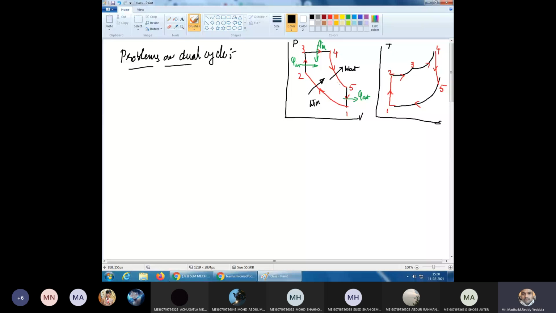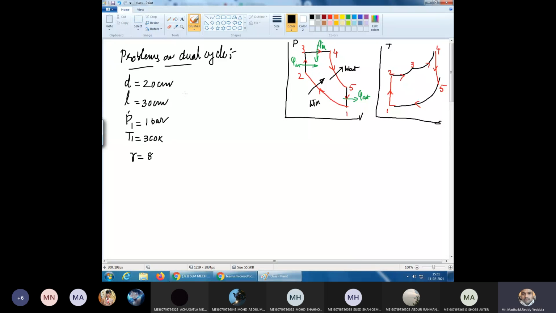The question is: a compression ignition engine, which is nothing but a diesel engine, working on dual cycle has a cylinder diameter D equal to 20 centimeter and stroke equal to 30 centimeter. At the start of the compression process, the cylinder is full of air at 1 bar. P1 inlet pressure is given as 1 bar and temperature T1 is equal to 300 Kelvin at the start of the compression. The engine operates with a compression ratio r equal to 8, and heat addition at constant pressure continues.